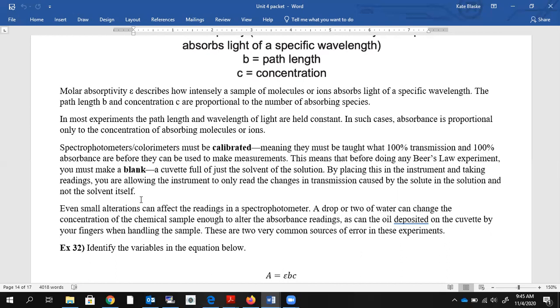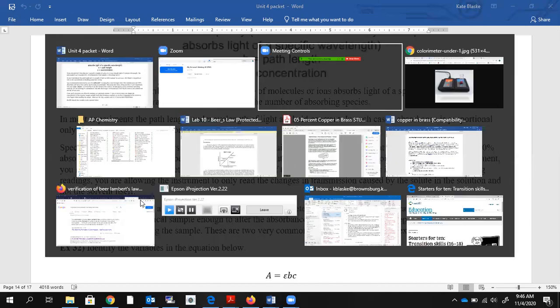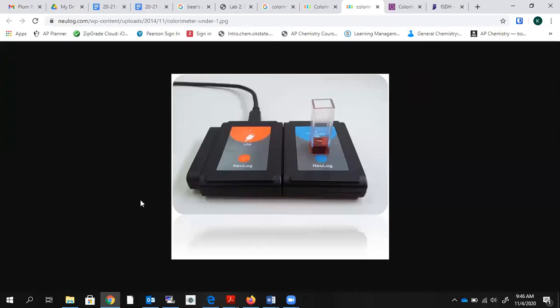Another reading error can come from touching the cuvette too much with your fingers. If you leave fingerprints on the outside of the cuvette, the oil deposited from your skin can actually affect the results also. So water inside the cuvette can decrease the concentration, which would decrease the absorbance. Oil deposited on the outside from your fingerprints would block the light from going through, so that would increase the absorbance.